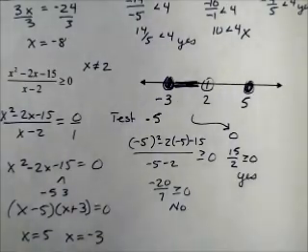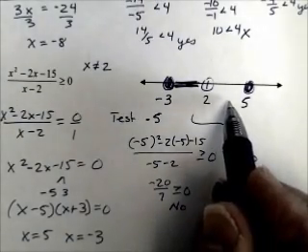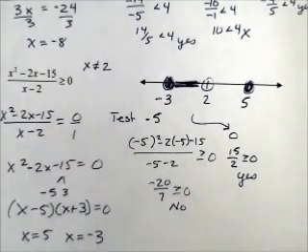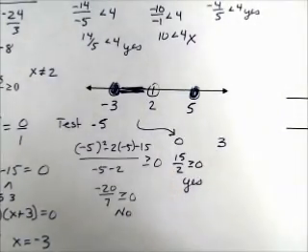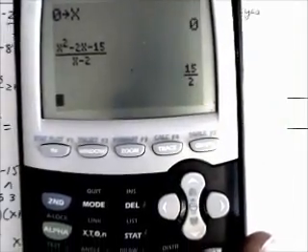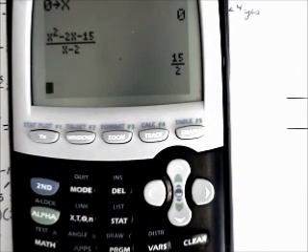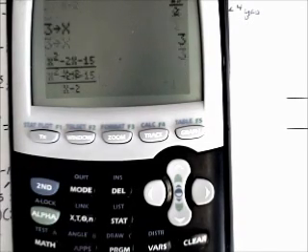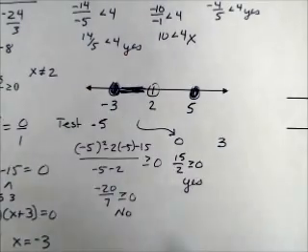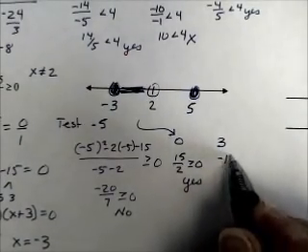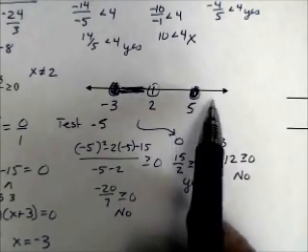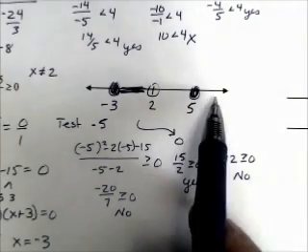And then choose a value between 2 and 5. I'll choose 3. I'm running out of room here, so I'm going to bring this down. Here's 3. I'll go back to the calculator. 3, store as x, enter, second enter again, enter, negative 12 is that value. If you were to replace x with 3, you would get negative 12. Is that greater than or equal to 0? No. So this remains unshaded, and then I'll choose my last value.